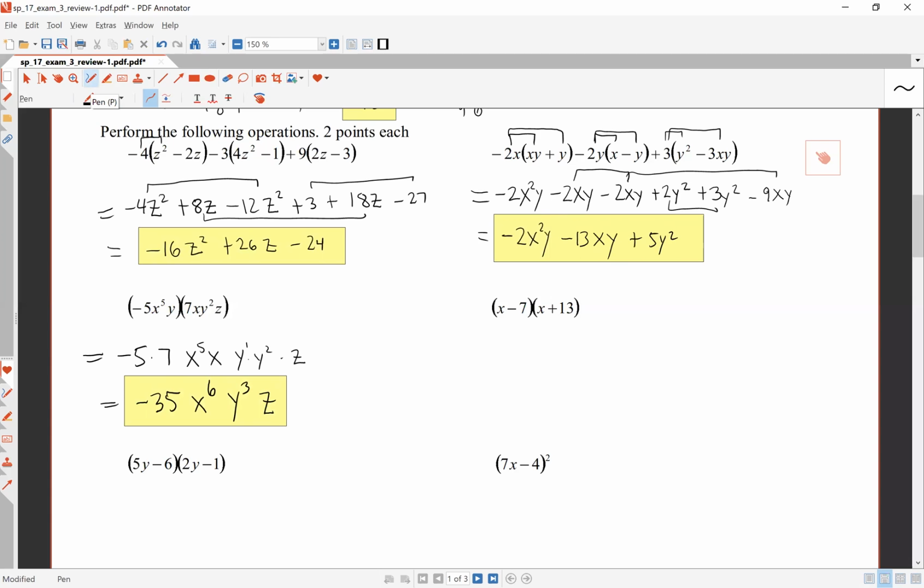x minus 7 times x plus 13. This is the FOIL property. This is the distribution. X times x is x squared, and x times 13 is 13x. -7 times x is -7x, and -7 times 13 is -91. So we combine our like terms in the middle. 13 minus 7 is 6. And we get the trinomial x squared plus 6x minus 91.